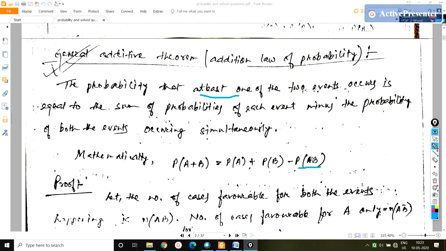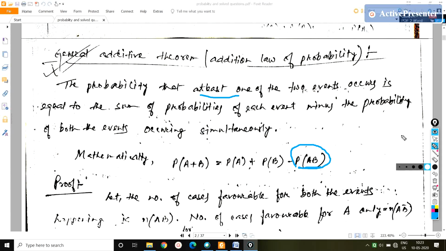So if the events are mutually exclusive, then the probability of happening of both of them will definitely be 0, and P of A plus B will be P of A plus P of B, which will be the two event version of the above theorem. Okay, so then we will move on to the next. So let us try to establish this general additive theorem of probability.